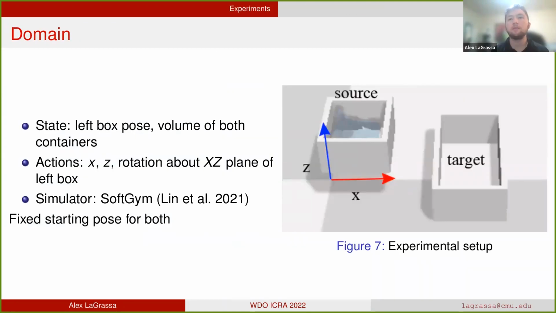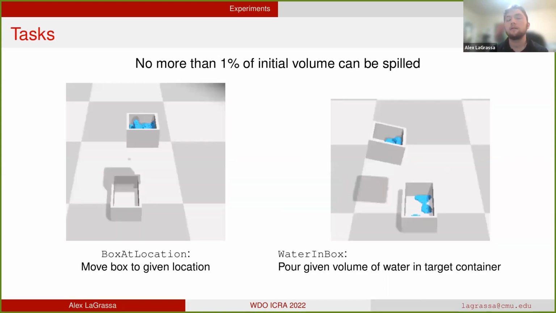This is the domain that we evaluate our method on. The state is the pose of the box on the left and the volume of both containers. The actions are to move the left box to a desired XZ pose and to rotate about the XZ plane. The tasks are box at location, which is to move the control box to a given location, and water in box, which is to pour a given volume of water into the target container. No more than 1% of the initial volume of water can be spilled.